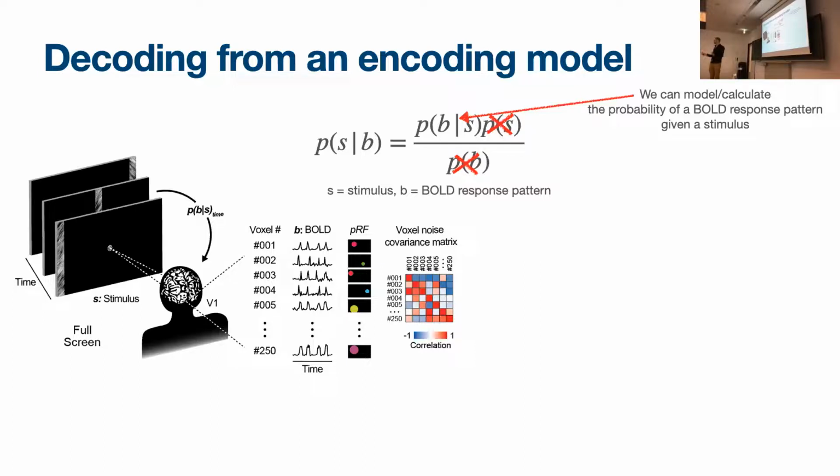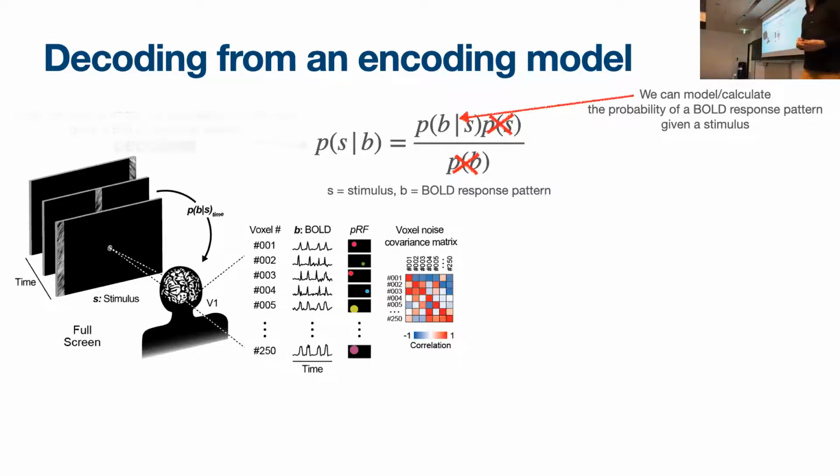There's a bunch of complicated statistics in there that I'm not going into because it's complicated and it's not part of the course. But what goes into this calculation of the probability of B given S is these bold responses that we have, the stimulus that we have shown. We know exactly what portions of the visual field each of these voxels likes, and we have to do stuff with voxel covariance structure and all of that. Complicated statistics, and we won't go into that.